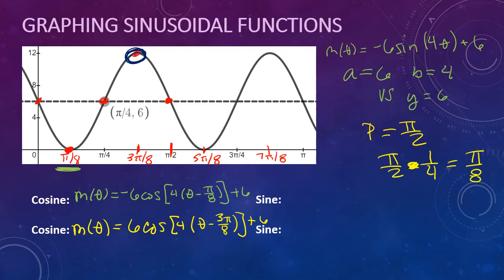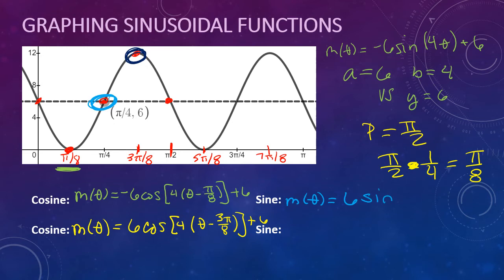Writing equations of the sine will look exactly the same, except this time we're starting on the midline. If I start at this point right here, I'm going to take the function, still m of theta. I still have an amplitude of 6, and because I'm increasing from the midline, that will be positive.